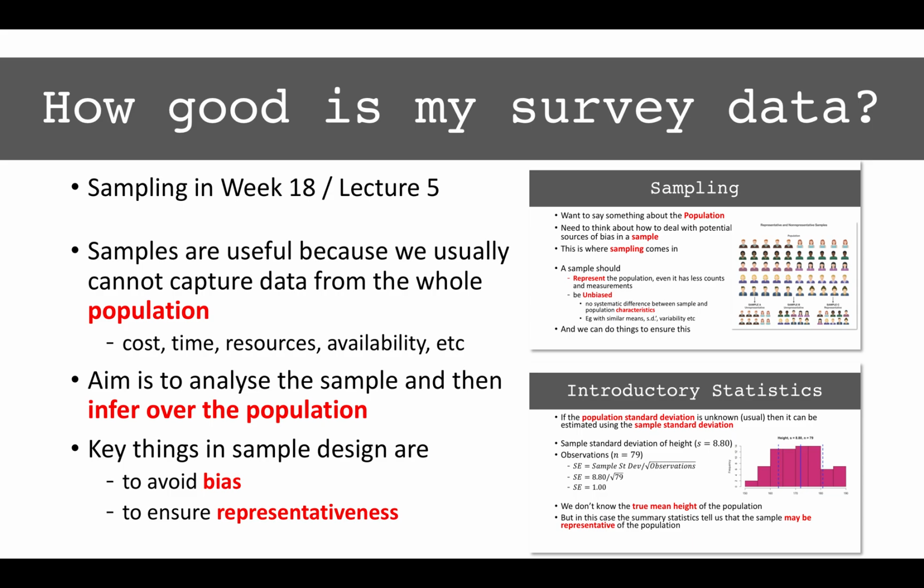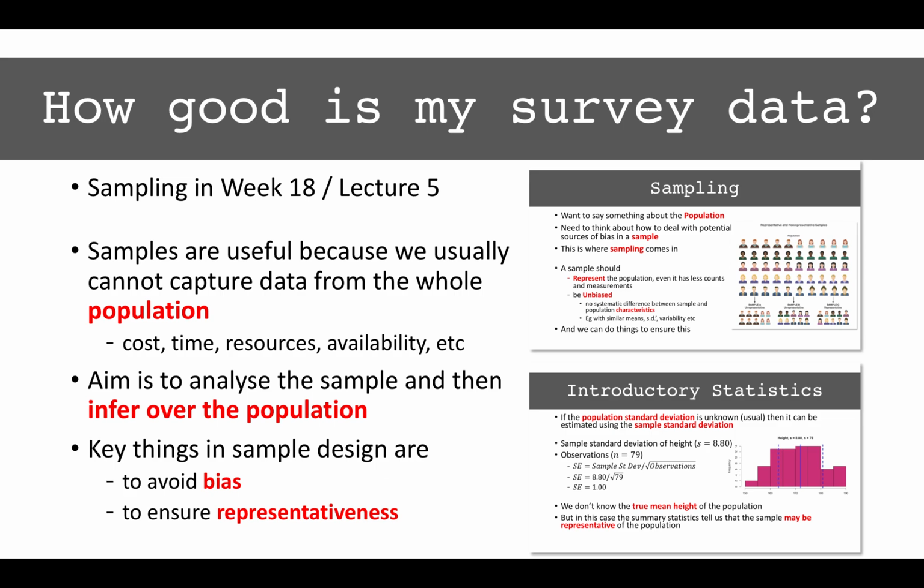So what we do is undertake a sample survey, with the aim of analysing the sample survey data and making some inferences or predictions across the population. So the key things in the sample are avoiding bias and ensuring representativeness. Have we captured the key groups in our survey, in our target population?